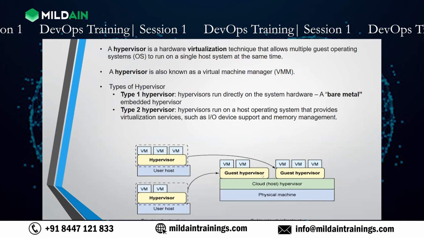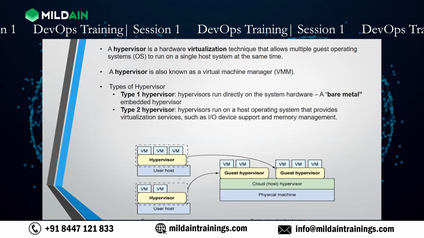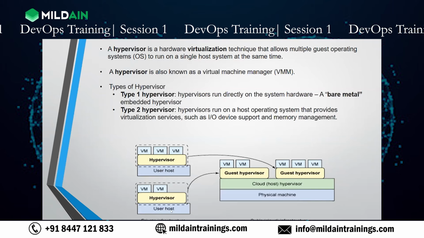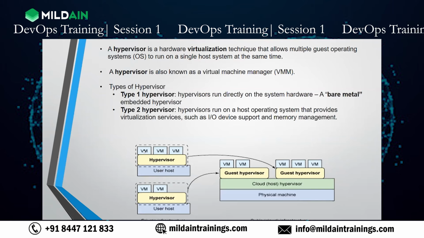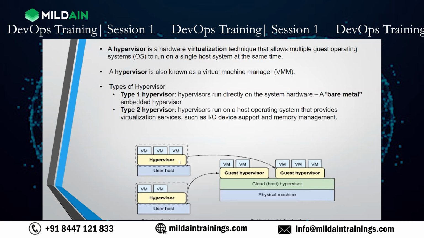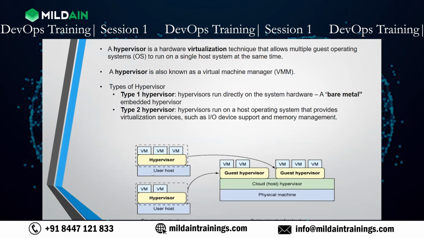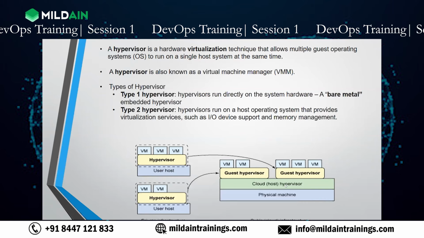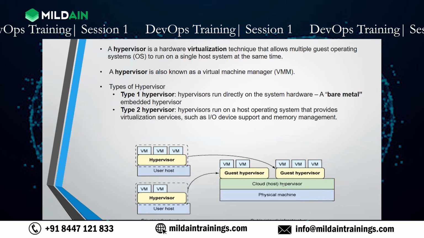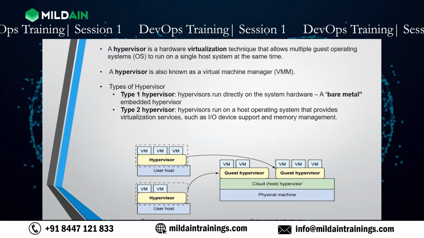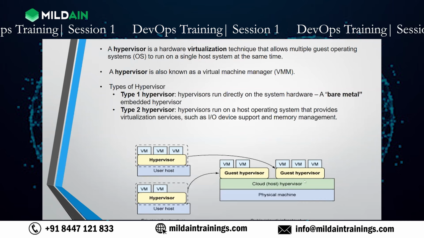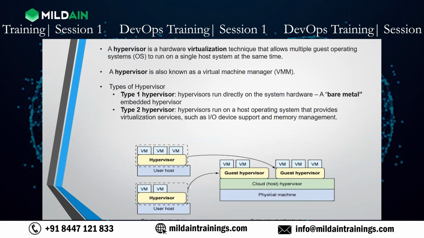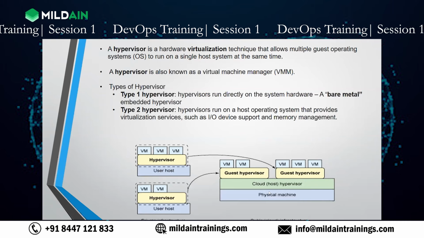Whether it is on-prem or on cloud, in a private infrastructure you can see the user host, the hypervisor, and different virtual machines. The hypervisor works as a layer connecting the VMs and the user host. Even in the cloud, there is the cloud host, the hypervisor, physical machines, and the VMs. On the left side you see private on-prem infrastructure, and on the right side the public cloud infrastructure.